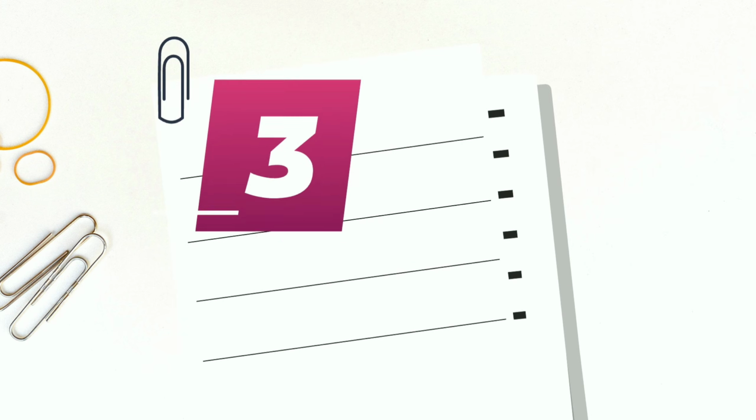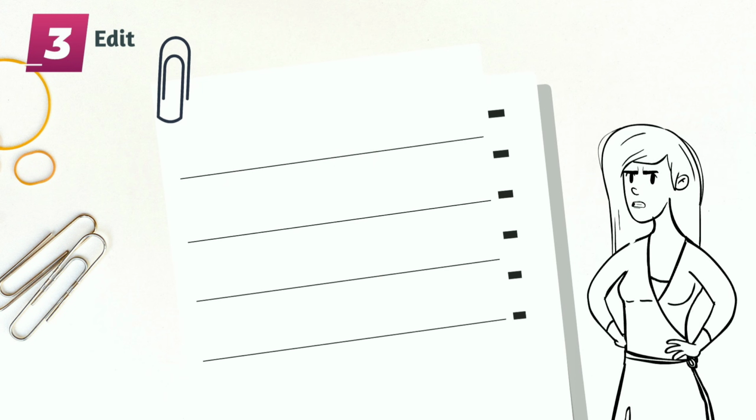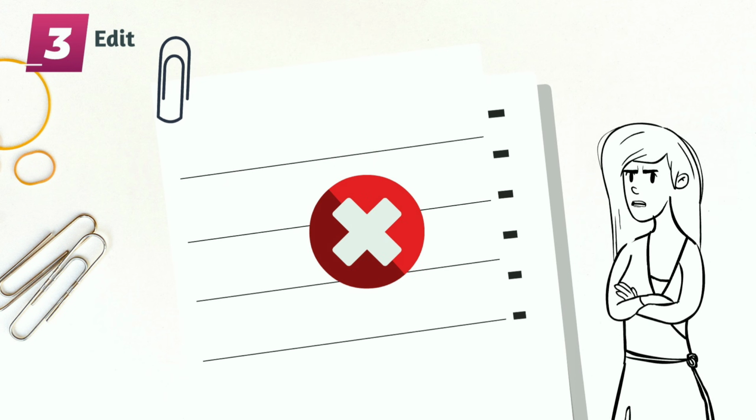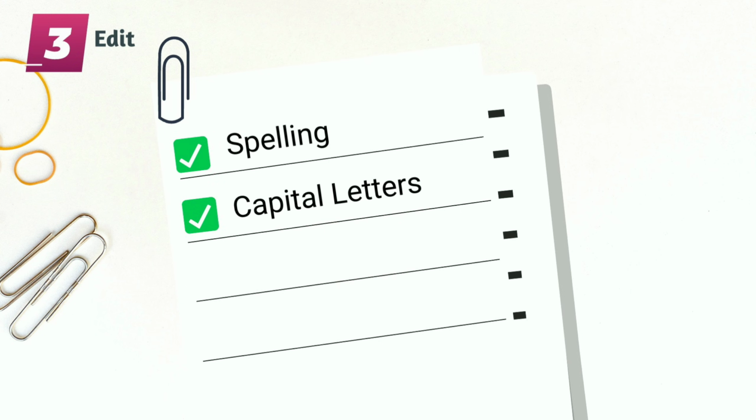The third step is to edit your writing. If a sentence is not related, get rid of it. And make sure all words are spelled correctly, proper nouns are capitalized, you started your sentences with capital letters, and the punctuation marks are used correctly.